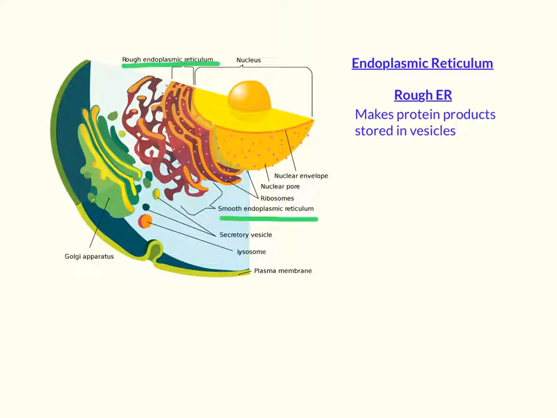Rough ER is responsible for producing protein products to be held in vesicles within the cell or released out of the cell. Smooth ER produces lipids and carbohydrates, stores substances such as vitamins, and does the job of detoxification.